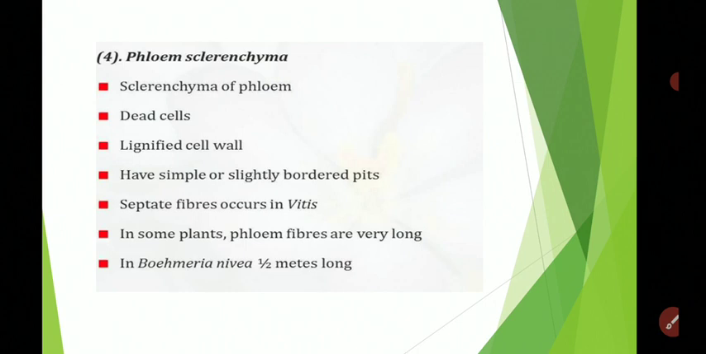The fourth element of phloem is phloem sclerenchyma, or we call them phloem fibers. These are rare or absent in the phloem of living pteridophytes, and they are absent from this tissue in some gymnosperms and angiosperms. But in many seed plants, fibers form a prominent part of both the primary and secondary phloem, providing mechanical strength, and are known as bast fibers. So these are the sclerenchyma of phloem. They are dead cells with lignified cell walls, and have simple or slightly bordered pits. Septate fibers occur in Vitis. In some plants, phloem fibers are very long.